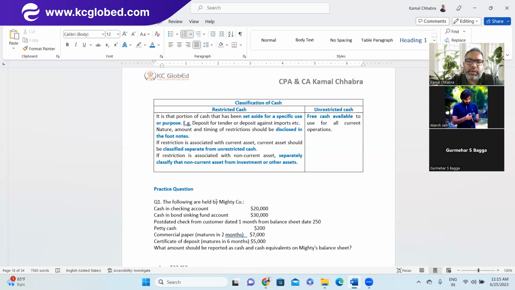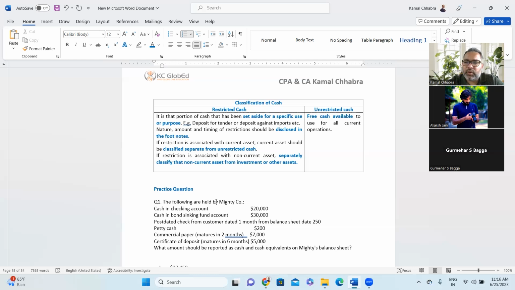It can be on account of legal, it can be on account of tender, it can be on account of any commercial transaction, right? So the theme is that the money which you have, but you cannot withdraw comfortably, or you cannot use freely for business purpose, that is called restricted cash, right? So now look at the left hand side. It is that portion of the cash that has been set aside for a specific use or purpose. For example, deposit of tender or deposit against the import.